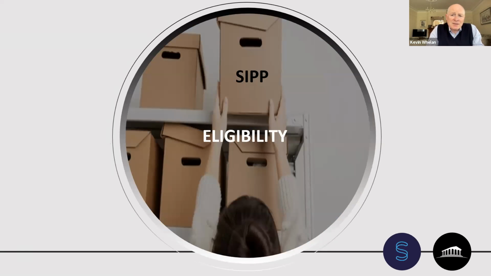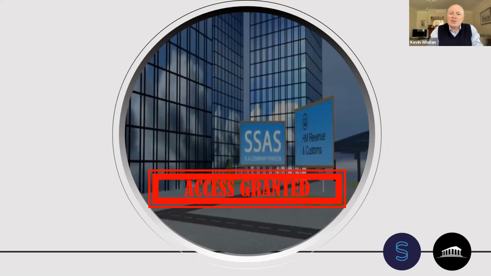But in any case, it's worth saying, well, how do you determine whether you're eligible? And with a SIPP, you just take it off the shelf. Yeah, you're just borrowing somebody else's box. So there's no eligibility criteria. You just do it. With a SSAS, you've got to go through an HMRC approval process. Okay, so there is a process, and it takes about 90 days.